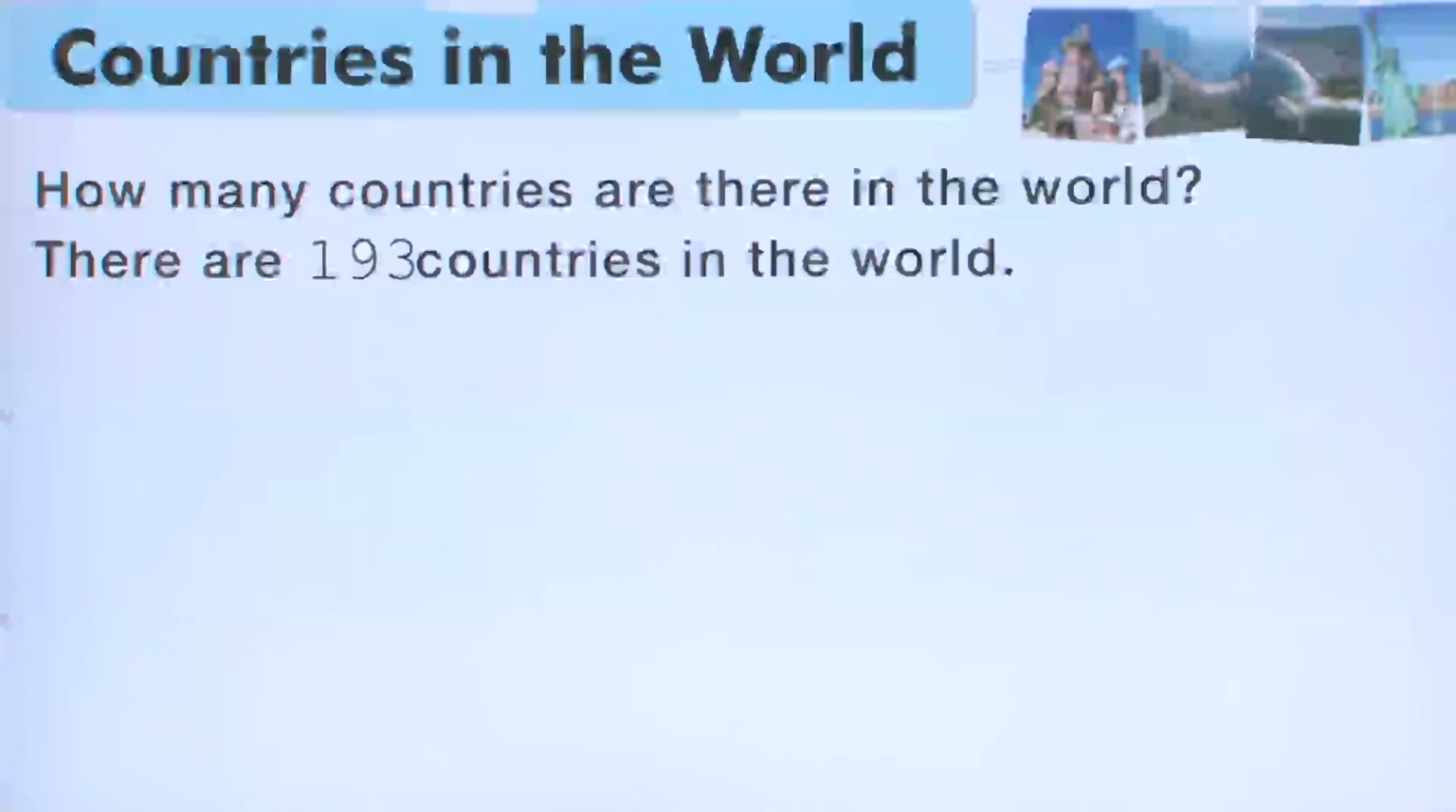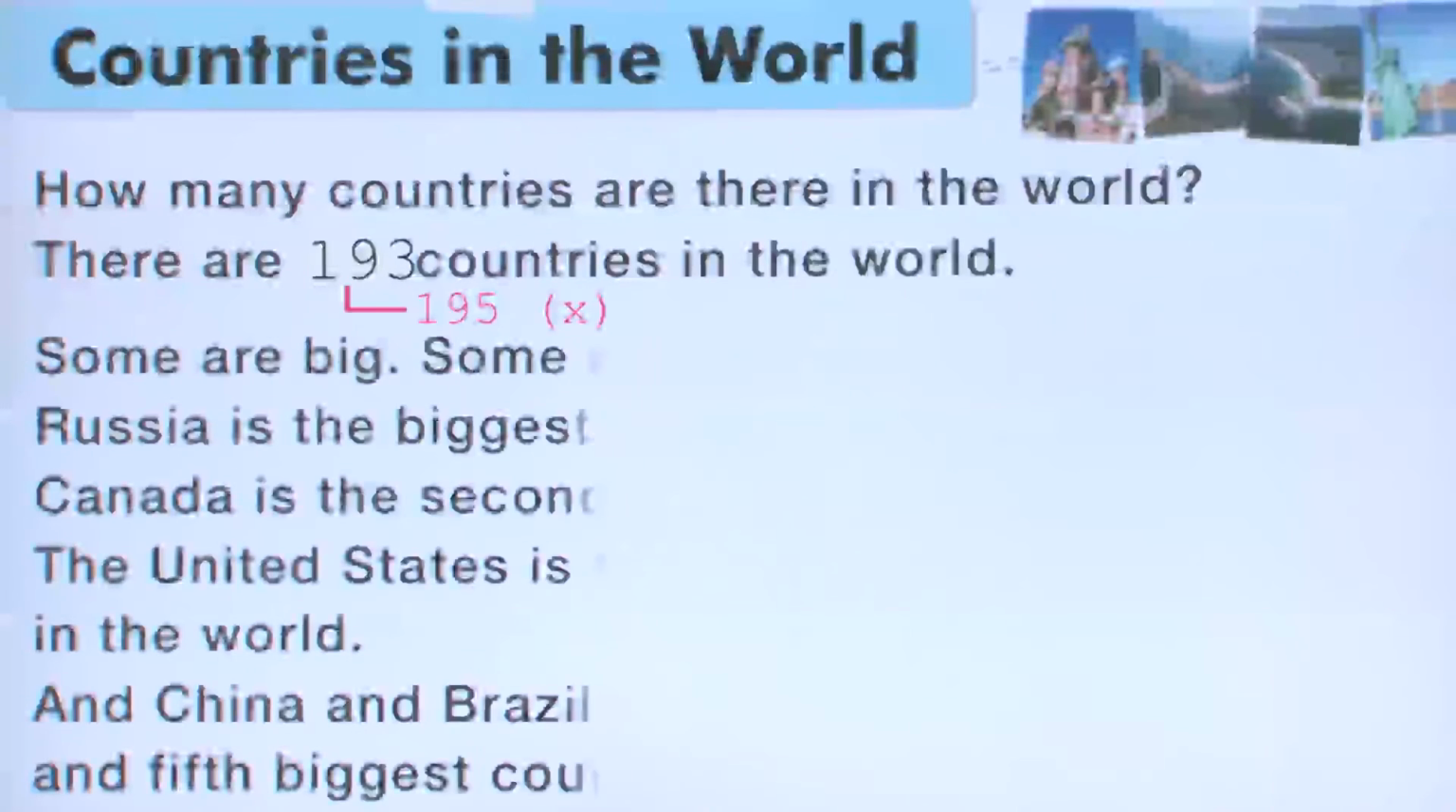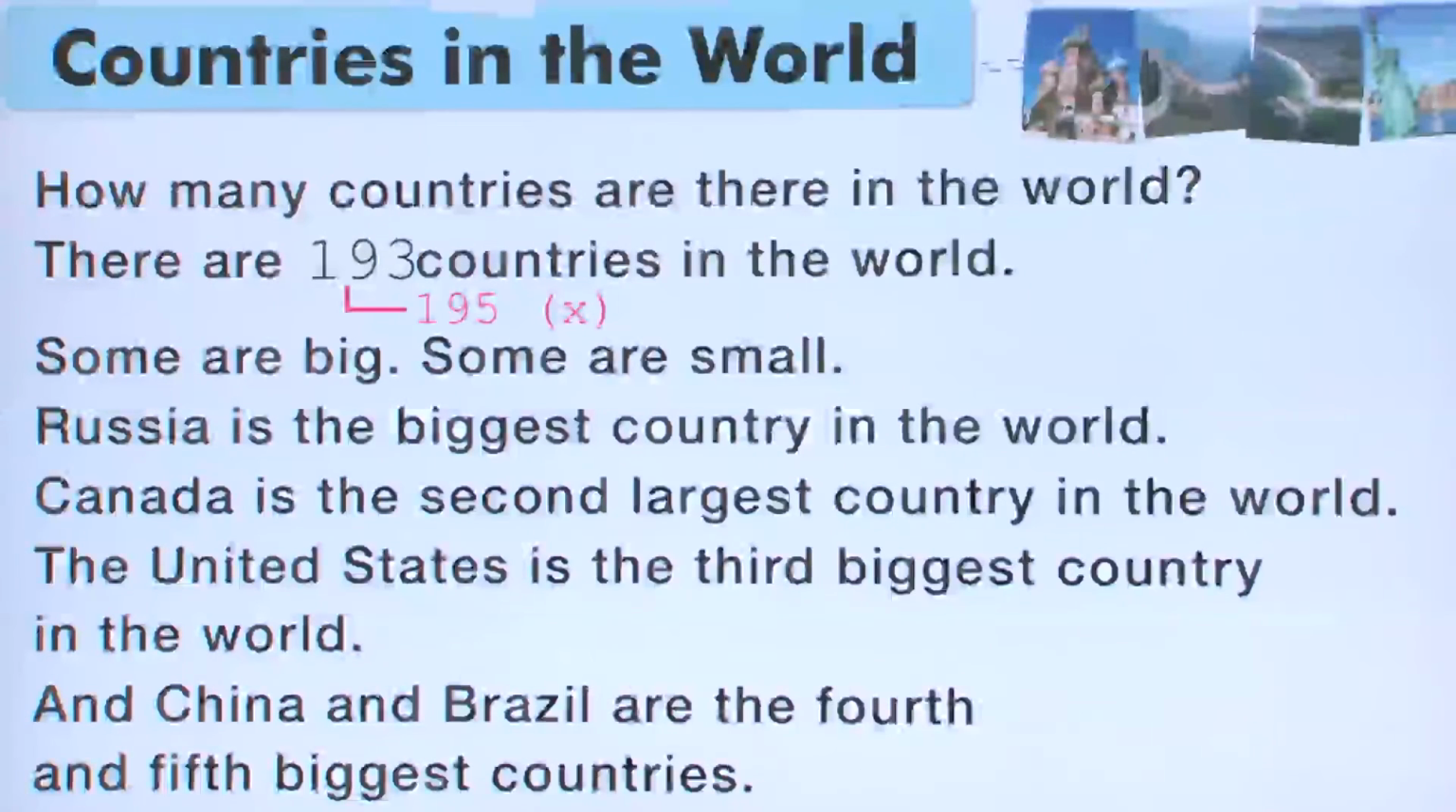There are 195 countries in the world. Some are big, some are small. Russia is the biggest country in the world. Canada is the second largest country in the world. The United States is the third biggest country in the world. And China and Brazil are the fourth and fifth biggest countries.